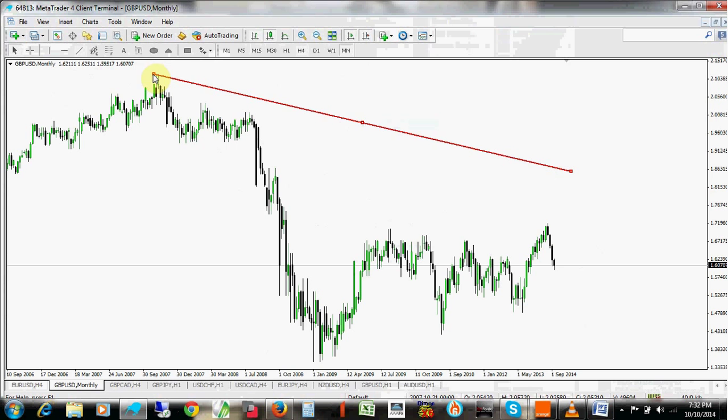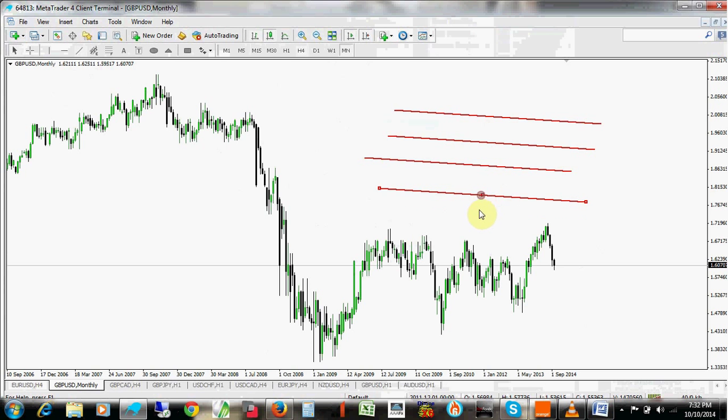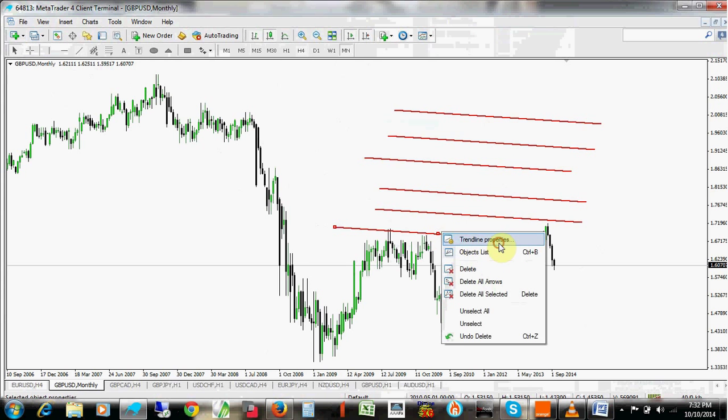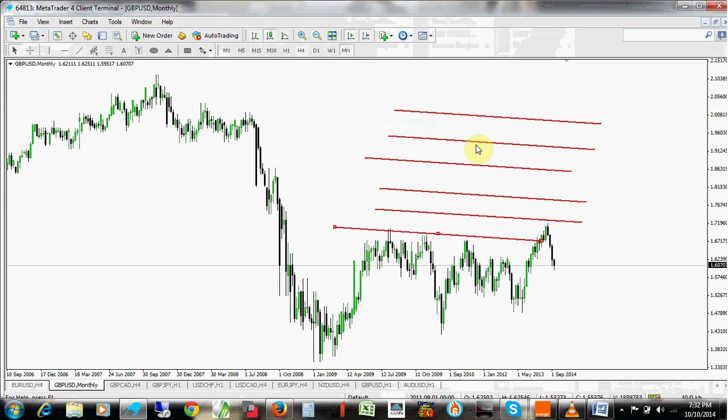But I don't want to do that all the time. So I duplicate this. How do I duplicate? For me it is control, hold, and move. Double click, control, hold, and move. You duplicate. Duplicate, duplicate, duplicate. So it will have the same properties. It will only be viewed in those three time frames: daily, weekly, and monthly.